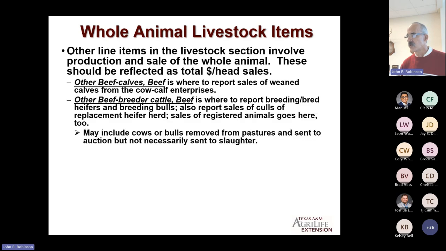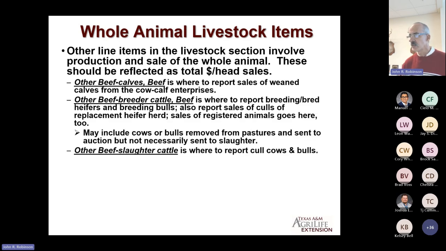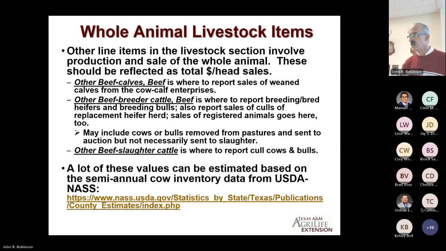All right, like I said before, there's a whole bunch of categories in the beef category. Calves being the major one, and that comes under other beef calves. Breeder cattle are sold by the head, and David's got values for those. Cull cows and cull bulls go in the category called other beef slaughter cattle.